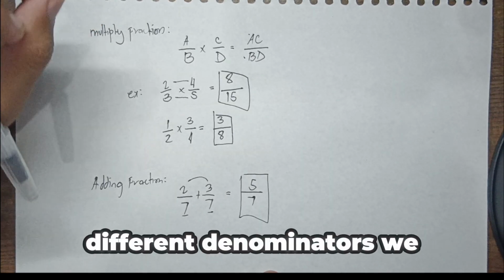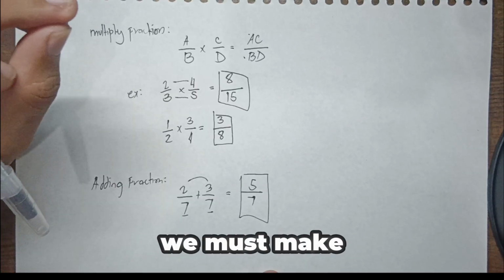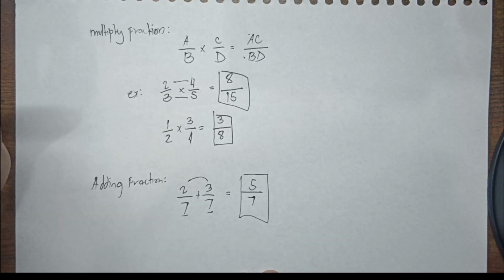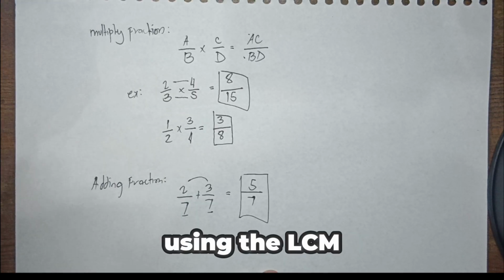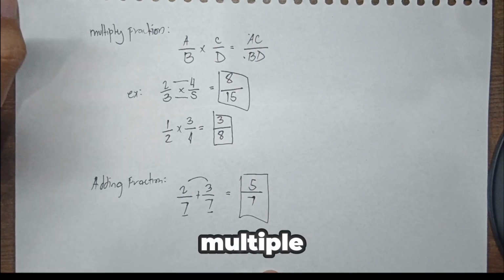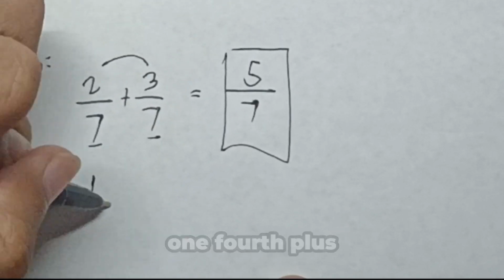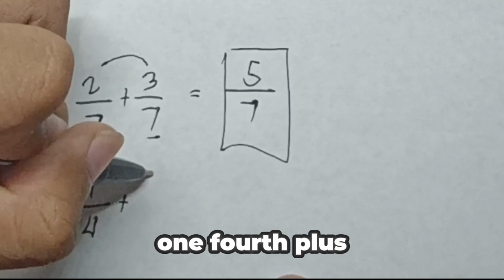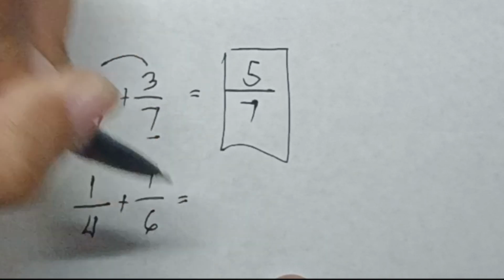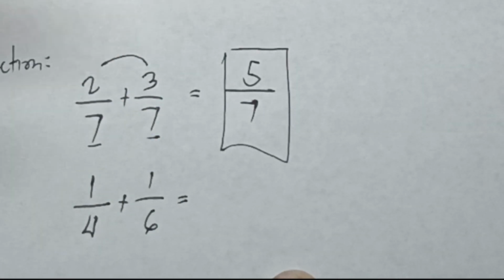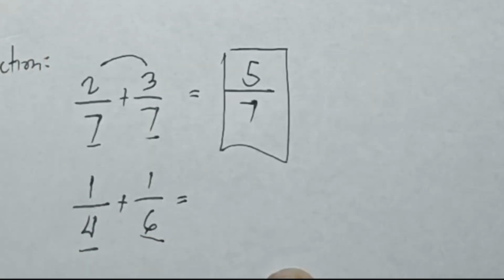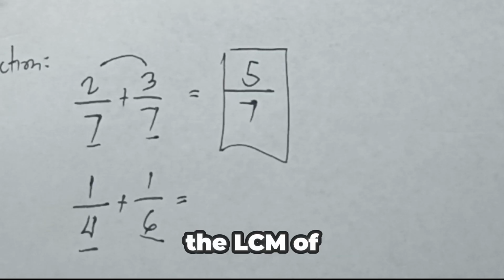Different denominators. We cannot add them yet. We must make them the same using the LCM, or least common multiple. For example, 1/4 plus 1/6. They have different denominators. We cannot add them yet. We're gonna find the LCM of 4 and 6.